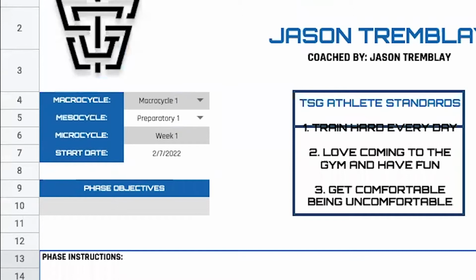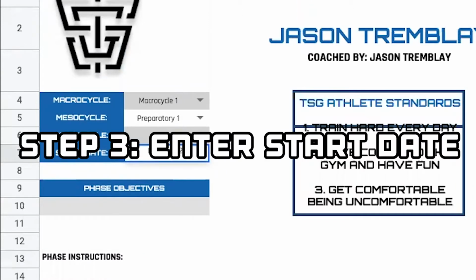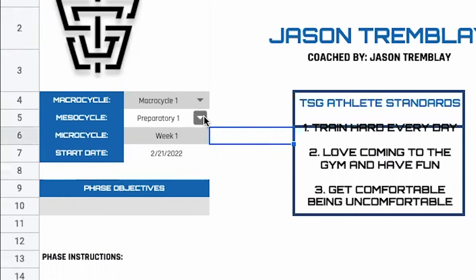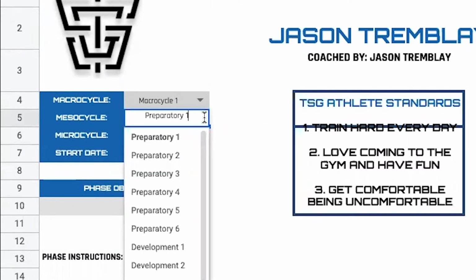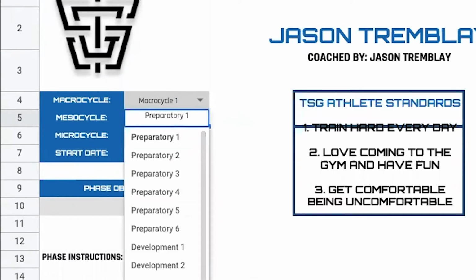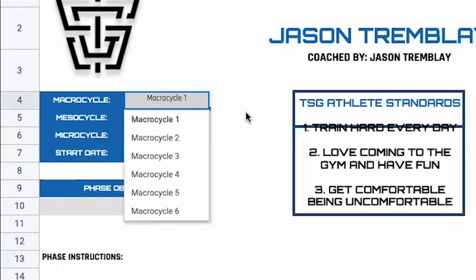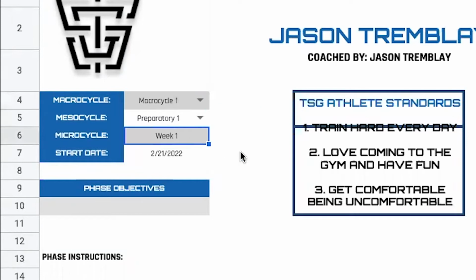The next step here is you're going to enter in the start date. So I'm going to type in February 21 as the start date. I'll select, obviously we're on Preparatory 1, so I'm going to leave it there. But if I were doing a different type of training, I would select that phase, and I would also select the macro cycle that the athlete's in as well. And lastly, you would type in the week that they're starting on.